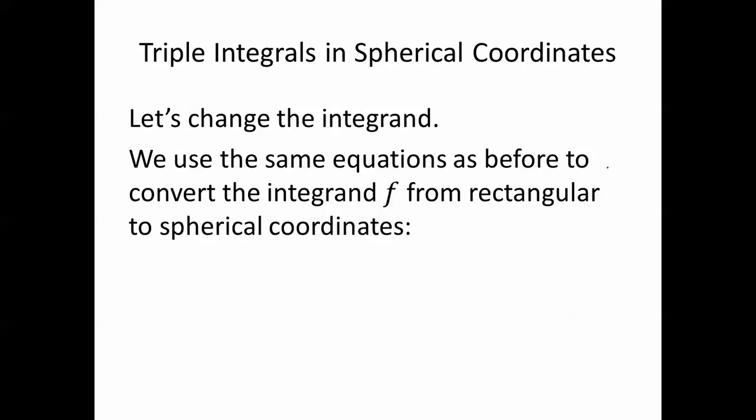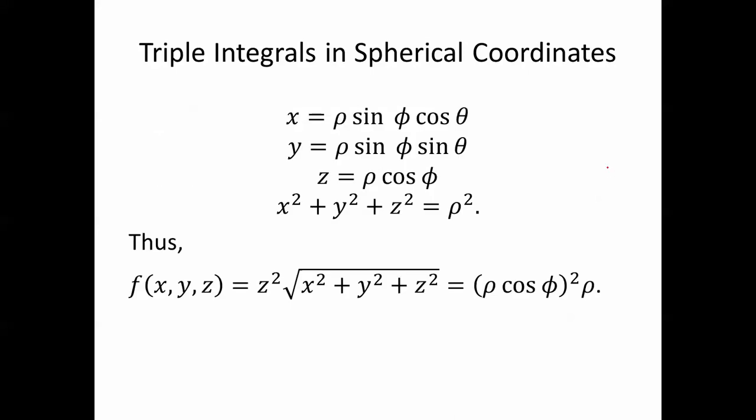Now let's change the integrand f. We use the same equations as before to convert the integrand f from rectangular to spherical coordinates. Here they are. X equals rho sine phi cosine theta. We saw these earlier. Y equals rho sine phi sine theta. Z equals rho cosine phi. And this one really comes in handy. X squared plus y squared plus z squared equals rho squared.